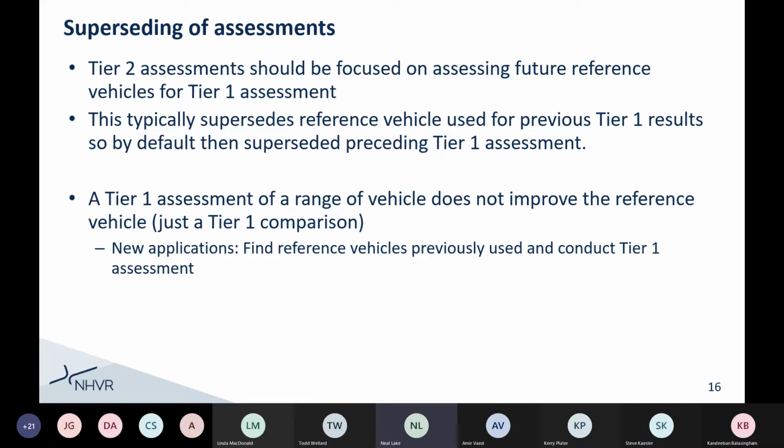If you want to improve assessment, then you have to improve the reference vehicle. And the only way you can do that is with higher orders of assessment, like a Tier 2 or a Tier 3 assessment.